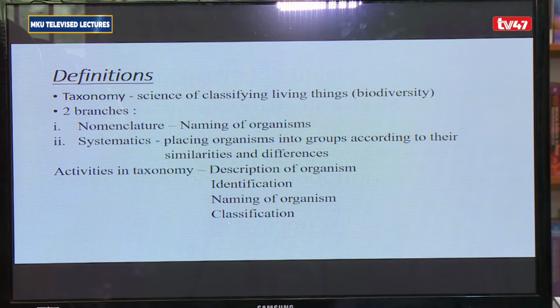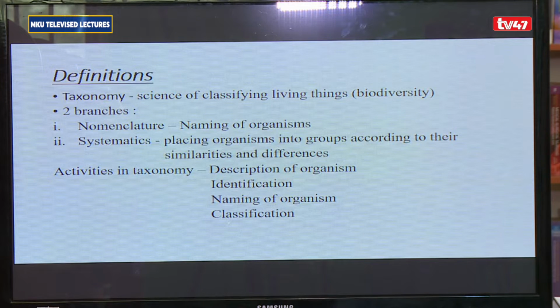Now, for introduction, taxonomy is a science. It is the science of classifying living things. The study of living things is normally called biology, and there are many different kinds of living things. So you'll find living things also being referred to as biodiversity. So in taxonomy, we say it is the science of classifying living things, or we can also say it is the science of classifying biodiversity.